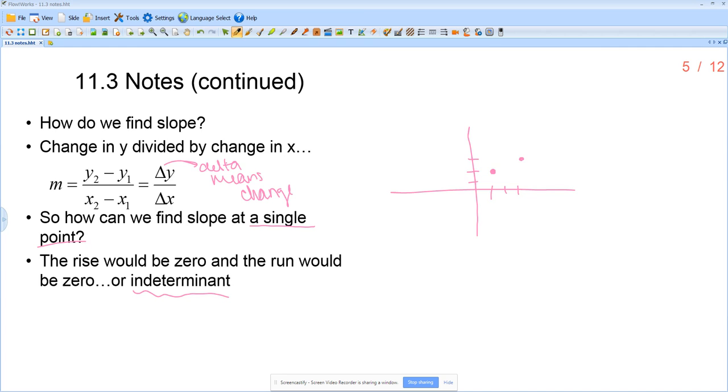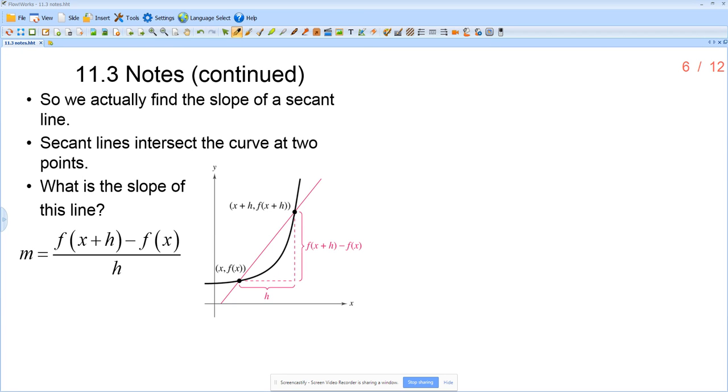Okay, so what that is going to take us into is a little bit more complex, so try and follow along. What we're going to do is find the slope of a secant line. Secant lines, if you remember back to geometry, intersect the curve at 2 points.